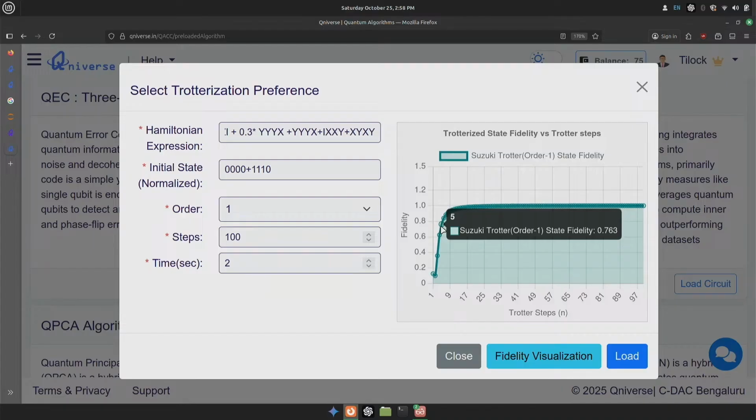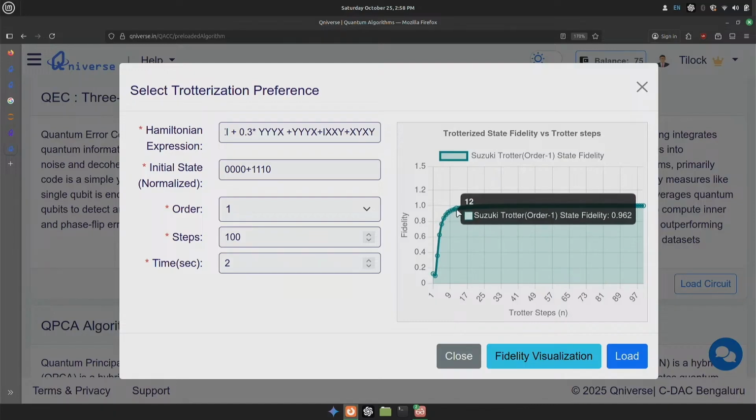So my simulation is giving me correct results because I am increasing the number of steps. Going again 7, 8, 9, to 12: once I reach 12 steps, my fidelity is 0.9, which is close to 1. That means my simulation results are almost correct, not 100% correct, but 96% correct. If I go more and more, with 46, 47, 48 steps, my fidelity will go close to 99.9%.